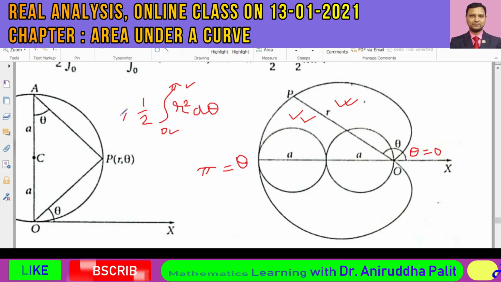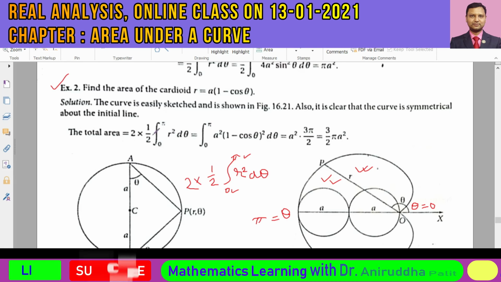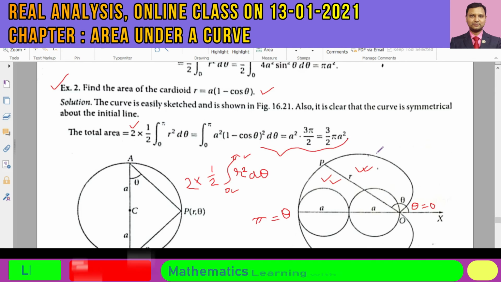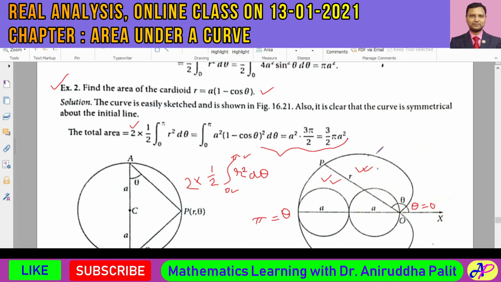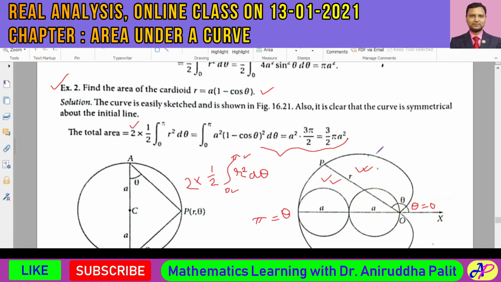And if it is multiplied by 2, then we get the total area under this curve. Got it? That's why in this computation process, you see this 2 multiplied by half into integral from 0 to pi of r square d theta. Now if you put r is equal to 1 minus cos theta over here and compute this integral, ultimately you will be able to compute the total integral. So in this way you can compute the area under the cardioid.